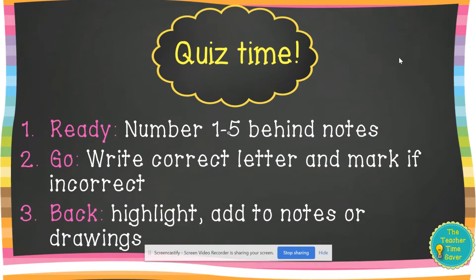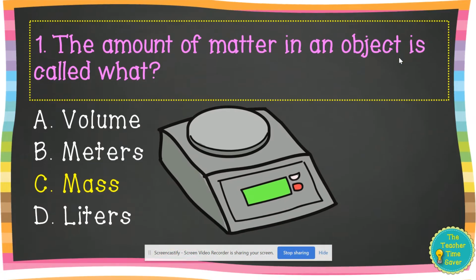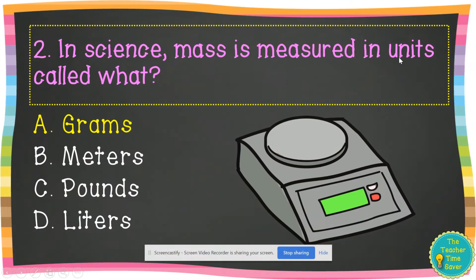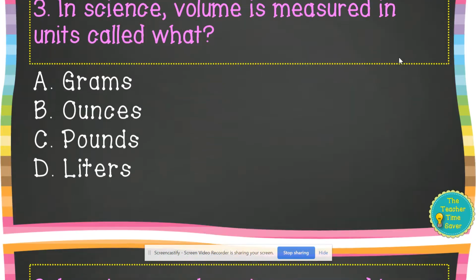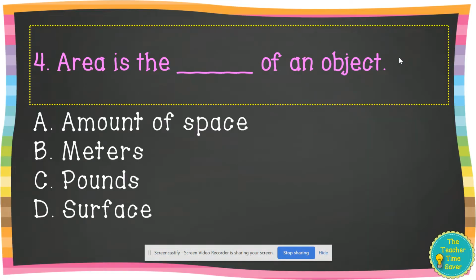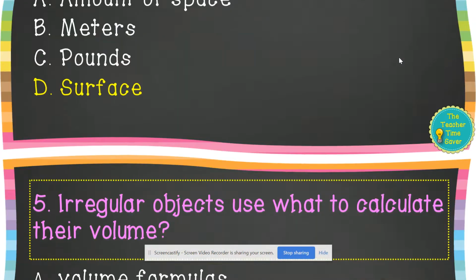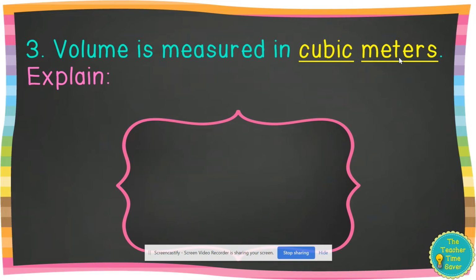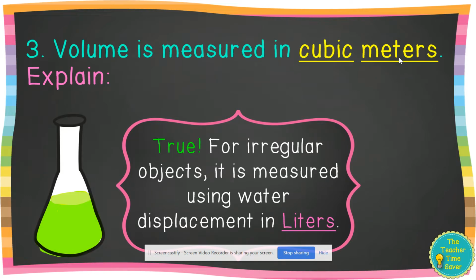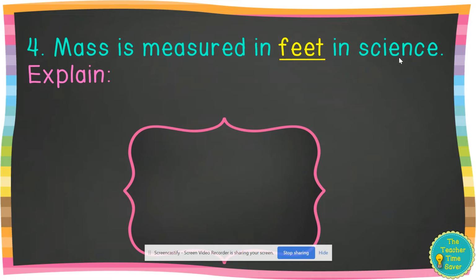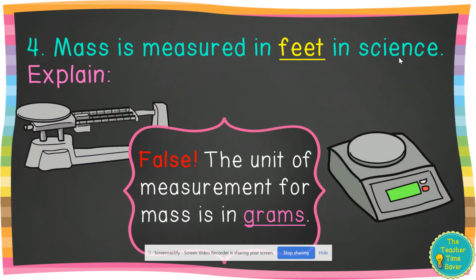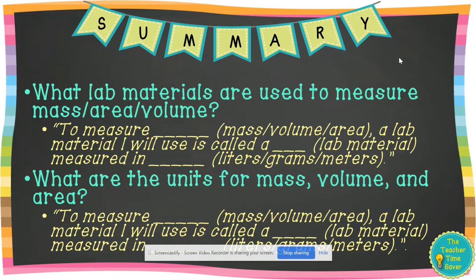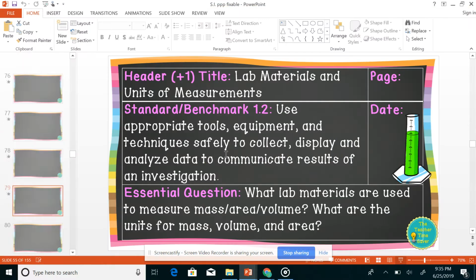There's also a built-in quiz with five multiple choice questions and answers. This is a great way to check for their understanding. You can do this as a whole class again, or students can use it on their own. The anticipation guide questions are answered back, so students can then refer back to what they first stated, and then the answers are given. And finally, each lesson ends with a summary where students are given starter sentences to help them answer the essential questions.